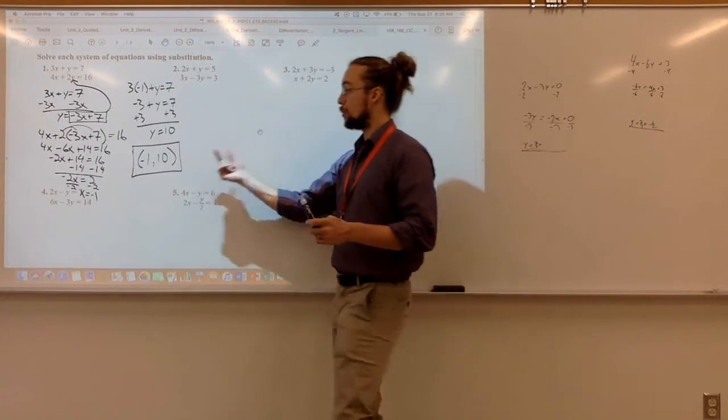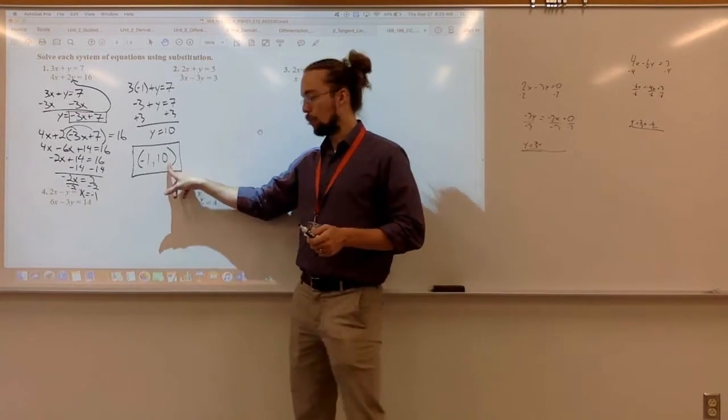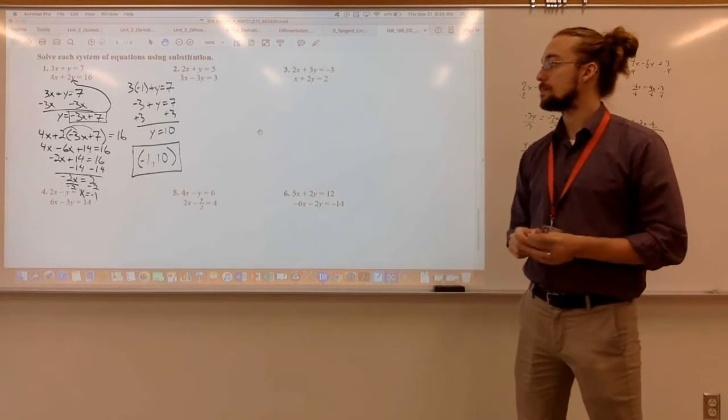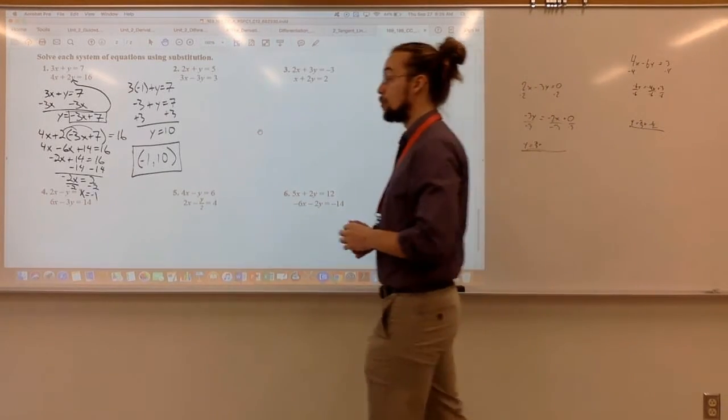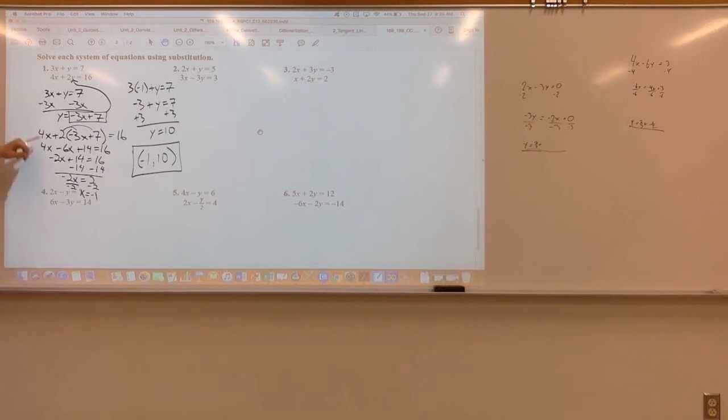Okay. Remember, when you're writing the coordinate point, you always put the x coordinate first, y coordinate second. And you can just plug them in to find out if they're right. Yeah, exactly. If you wanted to double check, you could plug -1, 10 into both of these and make sure that you get something that works.